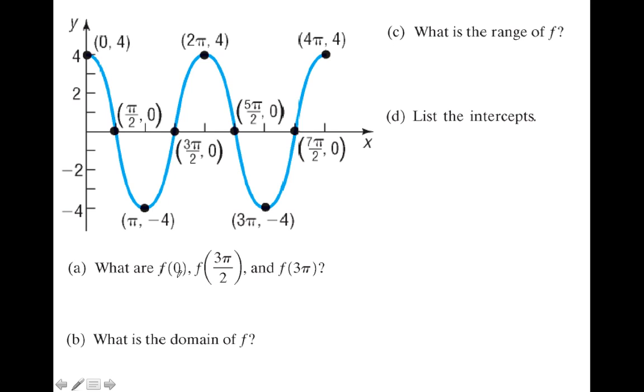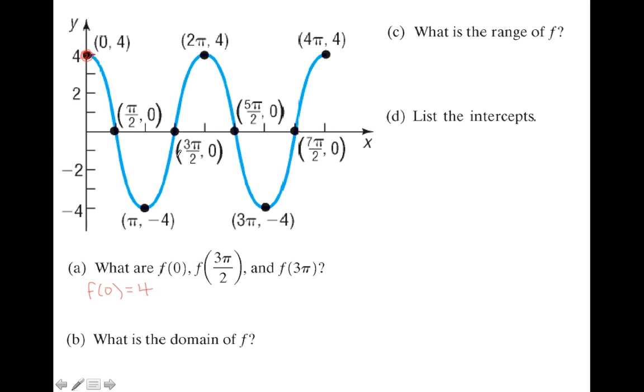The first one, f of 0, this says find the x value of 0 and write down the y value that goes with it. Okay, so find 0 on the x-axis, that's here, and then go up or down until you hit the graph. So that's at this point, 0, 4. So f of 0 is equal to 4. That's the y value at the x value of 0.